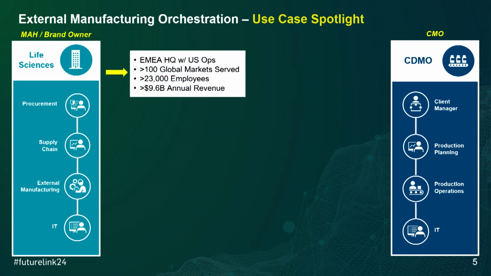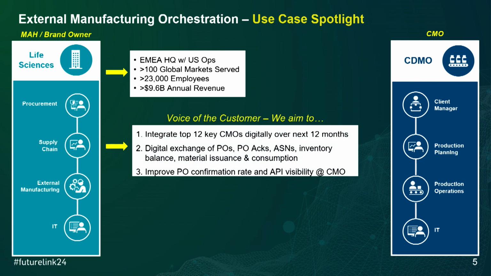In this case, you have a European company with US operations, a global company serving a number of markets. And when we've talked to them, they are asking for things like: my strategy over the next year is to integrate my top 10% of my suppliers across these transactions, right? Maybe they're trying to improve cycle time, maybe reduce it, or get better visibility into API at the CMO.